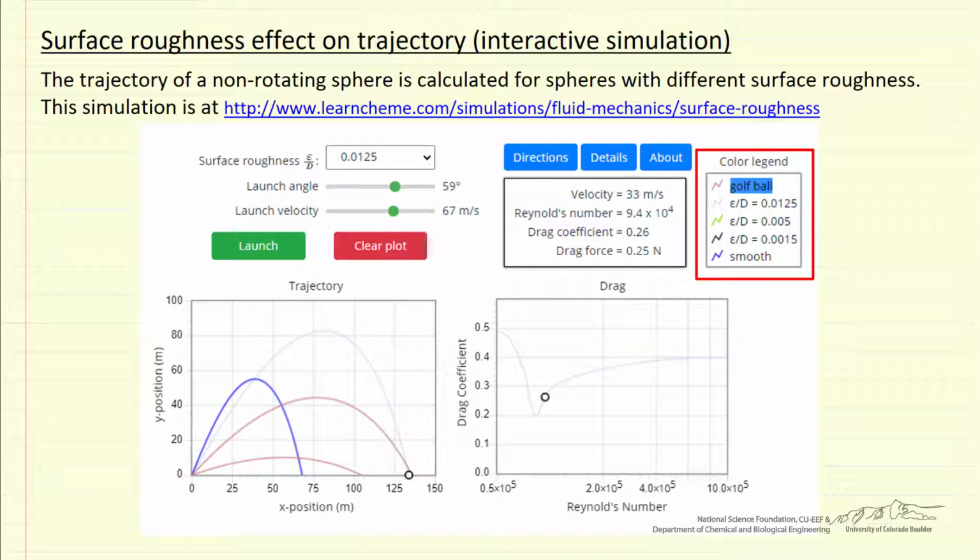The smooth surface, for example, is this trajectory. You can clear the plot and then start over again. You can change the launch angle and you can change the velocity. And this is a drop-down menu for surface roughness. Then as the simulation takes place, these values are continuously updated: the velocity, the Reynolds number, the drag coefficient, and the drag force.